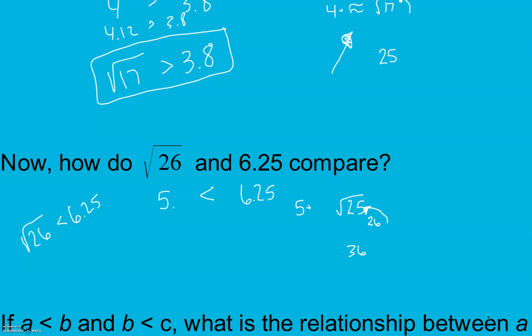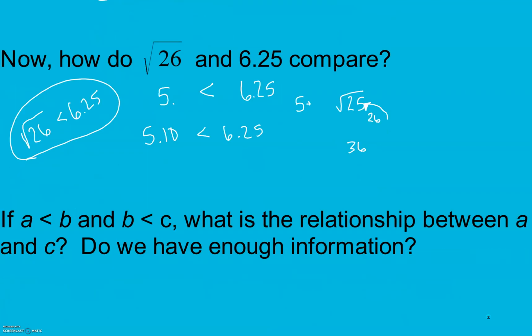The other thing I can do here, guys, is I can actually take the square root of 26. And when I do that, I get 5.10. And when I compare that, it's still less than. So I'm right.